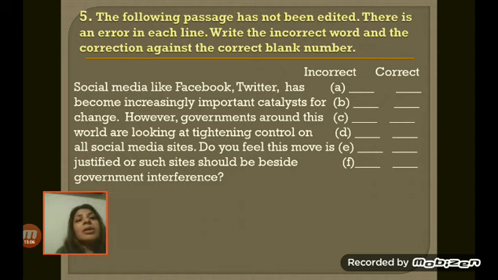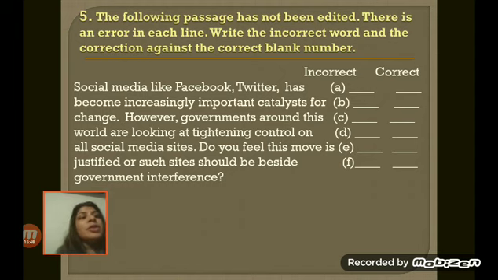Important catalysts of change. However, governments around this world, is there any other world? Unless we are keeping Mars and Martians in mind, not Mars. So, however, governments around the world, पूरी दुनिया में है ना, are looking at tightening control on all social media sites, at tightening control on it. The correct word here is over, not on the sites, but over all social media sites, not on.